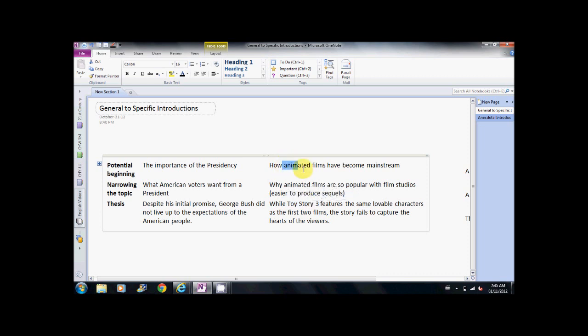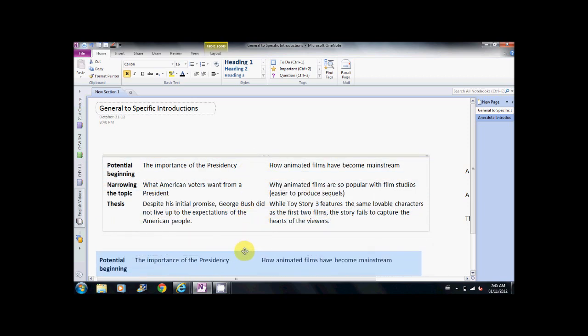I've chosen to focus on animated films and how they have become mainstream. This leads quite naturally into why animated films are so popular with film studios, perhaps because it's easier to produce sequels because the characters already exist, right? Which I think works quite well in this context because my thesis is essentially arguing that for some reason this particular sequel is not as effective as the versions that came before it. Okay, so again, that's just a quick overview of a general to specific introduction.